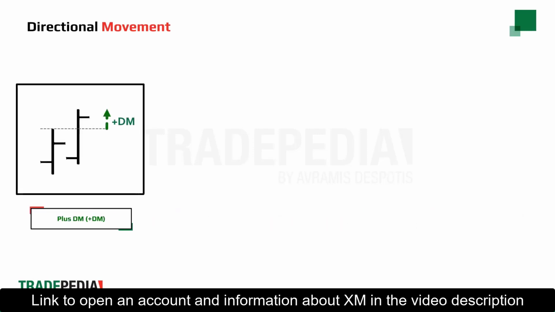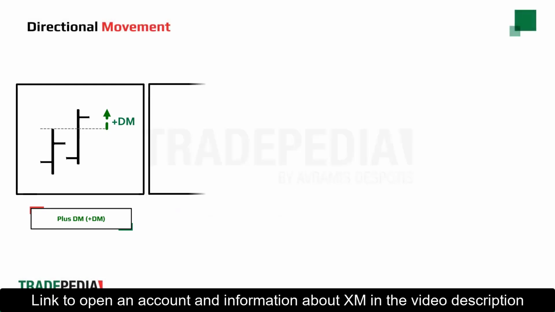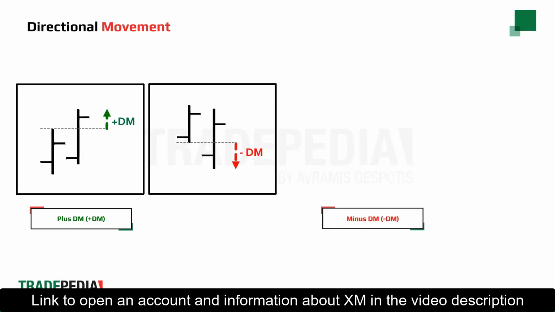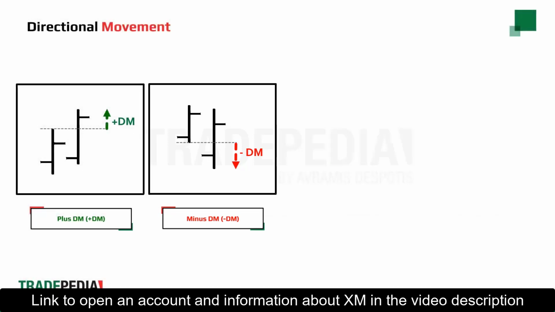The formula for the average directional system is quite complicated and is based on directional movement. Directional movement is determined by comparing the difference between today's low or high and yesterday's low or high. In the case of an upwards move, the difference between current high and previous high is measured as plus directional movement. When the price moves downwards, the difference between current low and previous low is measured as minus directional movement.